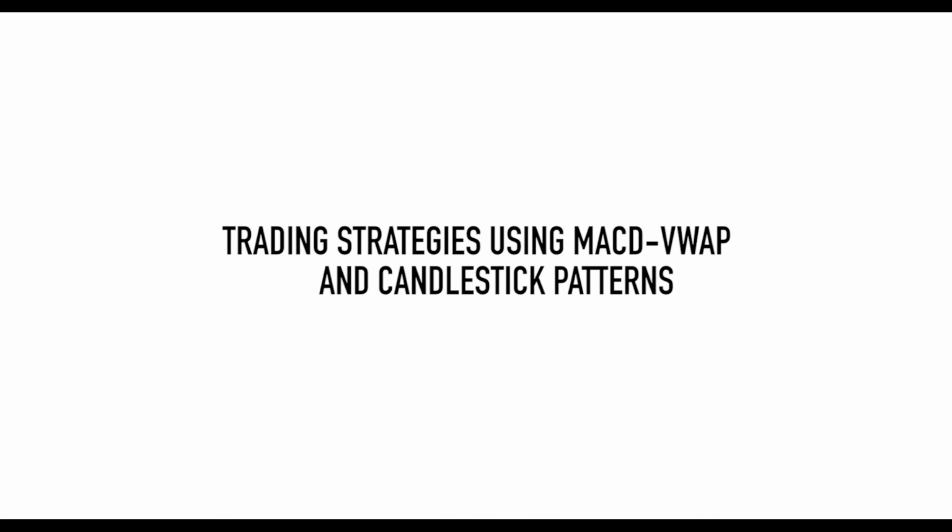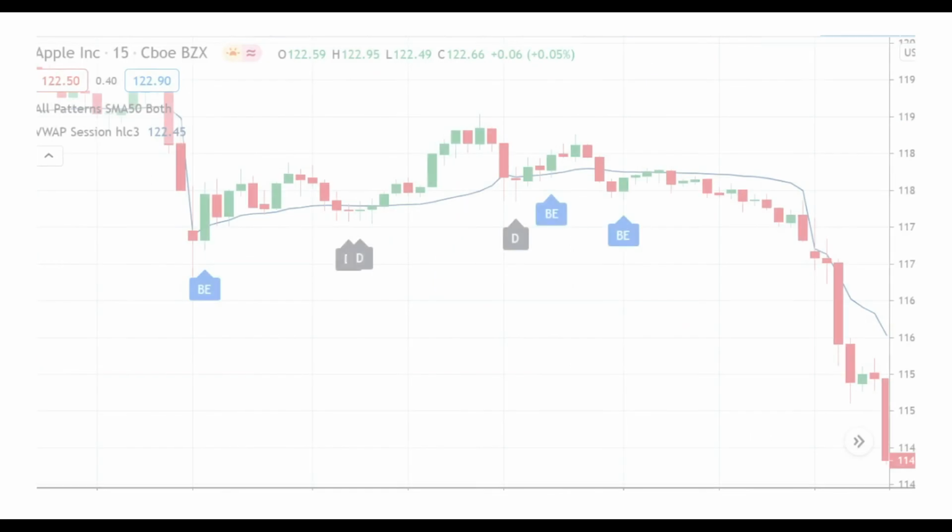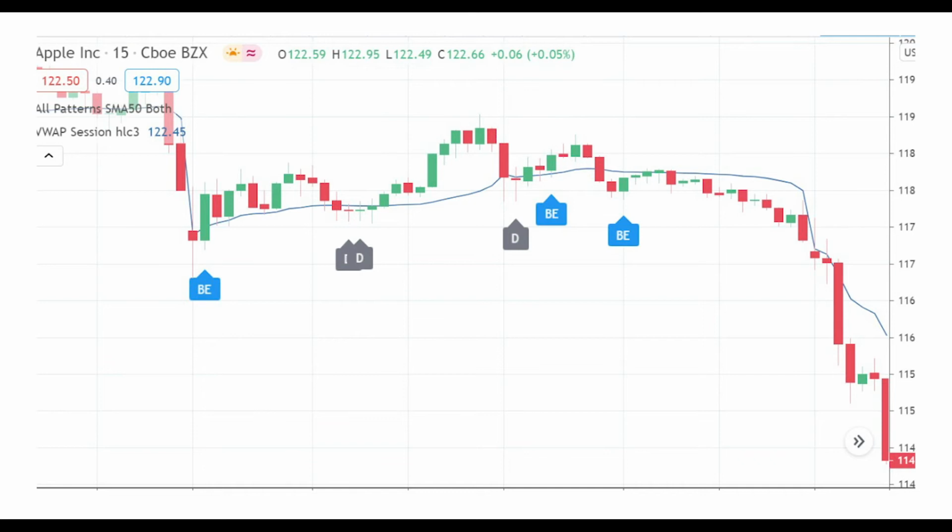When it comes to candlestick patterns, the things we have to keep in mind are: if we are in a short trade and the candlestick pattern comes above the chart, then we should stay in the trade. Similarly, if in a short trade the candlestick pattern comes below the chart, then we should exit the trade. If we are in a long trade and the candlestick pattern comes above the chart, then we should exit the trade. If the candlestick pattern comes below the chart, then it shows that it's supporting our move and we should stay in the trade.